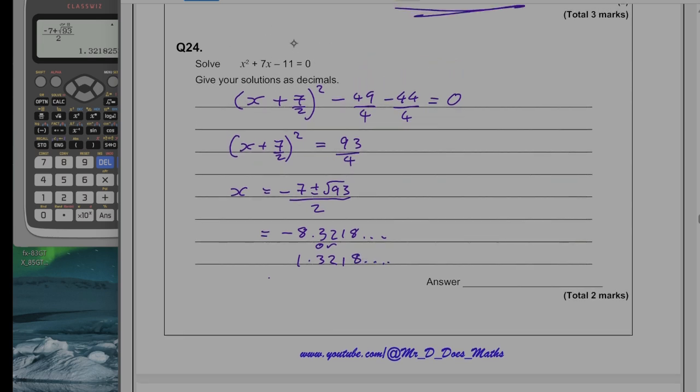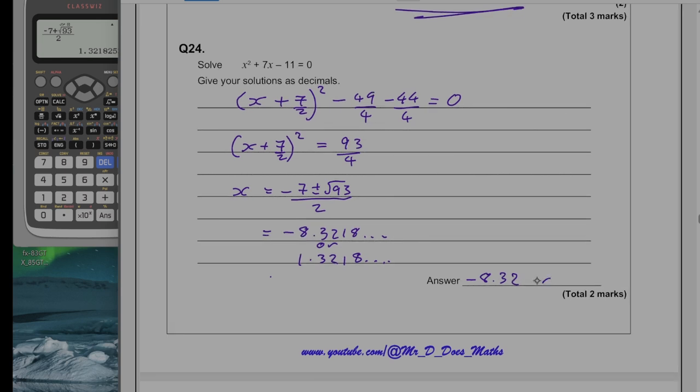Right, it doesn't state the degree of accuracy. I will always go one more than the question, so to 1 decimal place or one more significant figure. So I'll go to 3 significant figures. So minus 8.32 or 1.32.